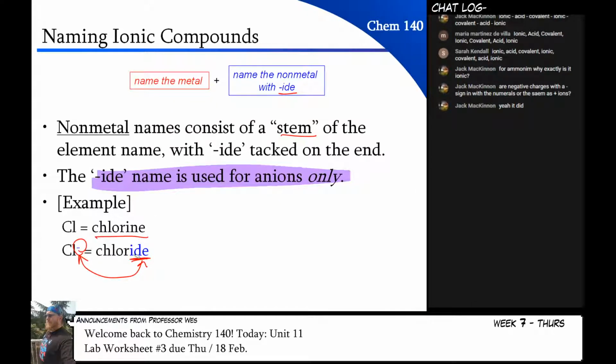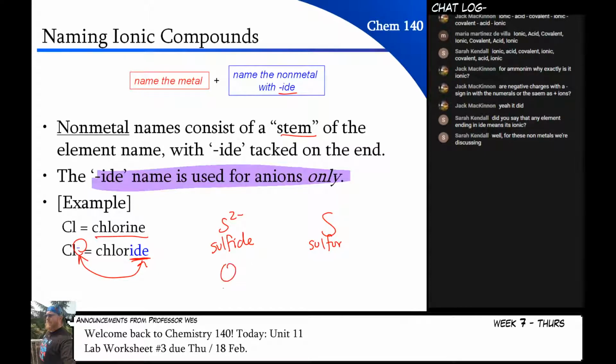All right. So this ide implies ions. Any element ending in ide means that the element is an ion. For these nonmetals, yeah. So if I arbitrarily just say sulfide, what I am referring to is this. That would be sulfide. If I say sulfur, that's this. Likewise, oxide would be this, but oxygen is that.